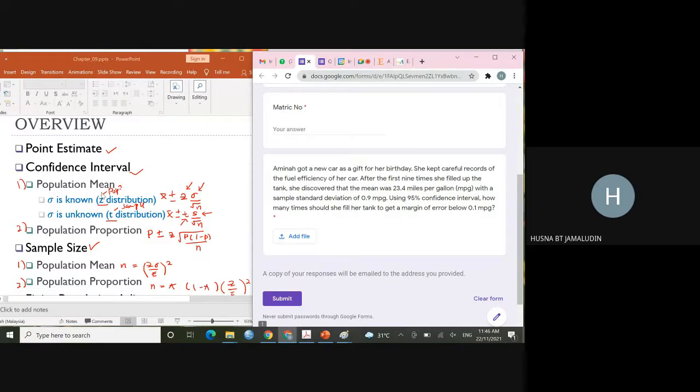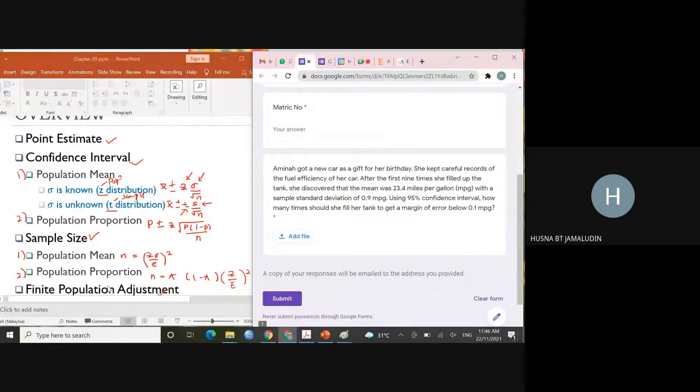Okay. And then we have confidence interval. Under confidence interval, we have population mean, where your sigma is known, and in this case you have to use the z distribution, or your sigma or your population standard deviation is unknown. In this case, you can use t distribution. If you look at the formula, they are looking the same, right? The difference is just whether it's z or t distribution. And then you're going to have proportion under the confidence interval, sample size, and finite population adjustment. That's it.